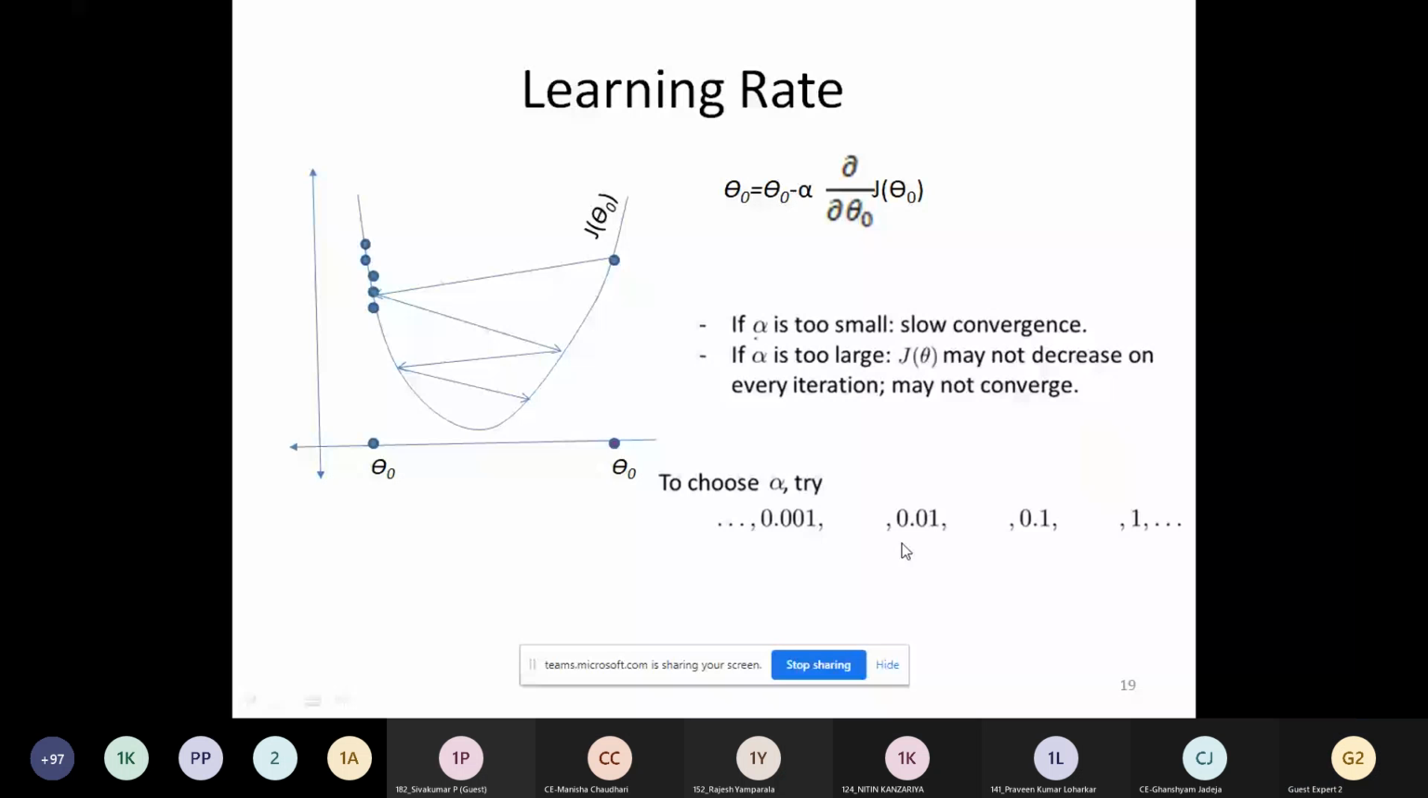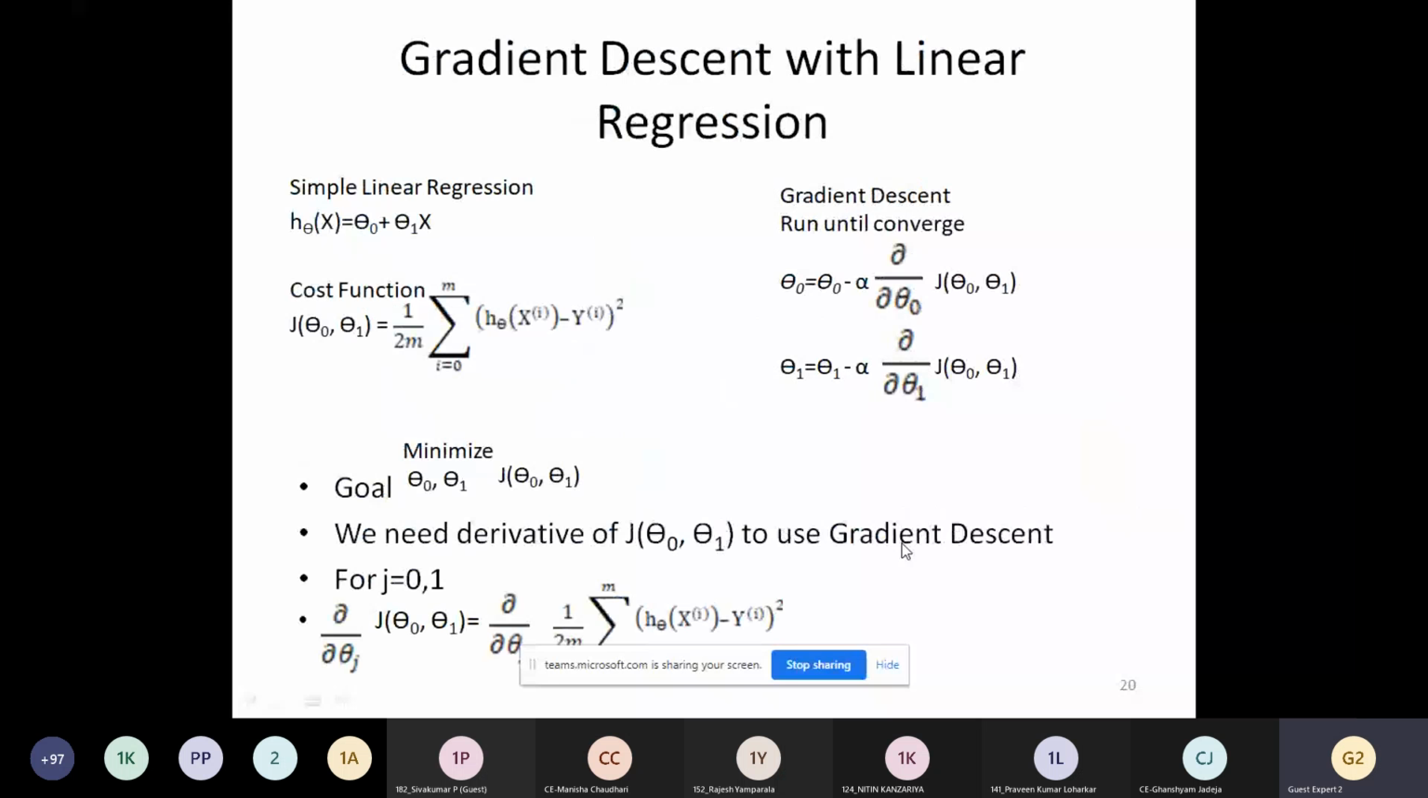Okay, so how can we use gradient descent with linear regression? As I have told you, this is my model. This is the cost function, and this is the gradient descent technique used to find the value of theta 0 and theta 1. So you have to start with any random value of theta 0 and theta 1 and use this equation to find the next value. For that, you have to take the derivative of your cost function with respect to theta 0 and theta 1.